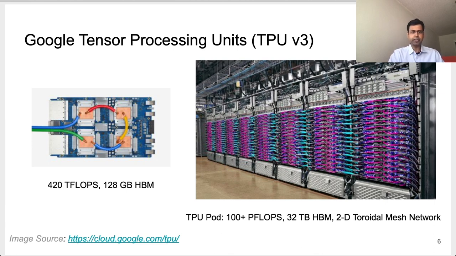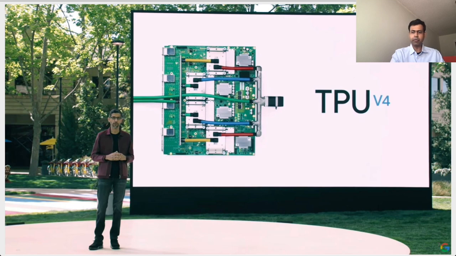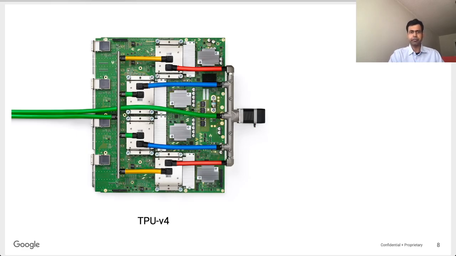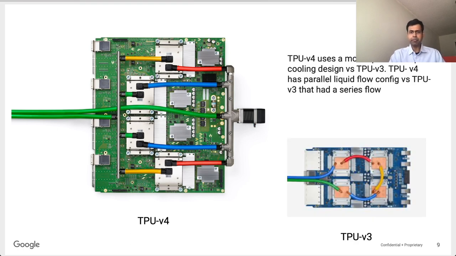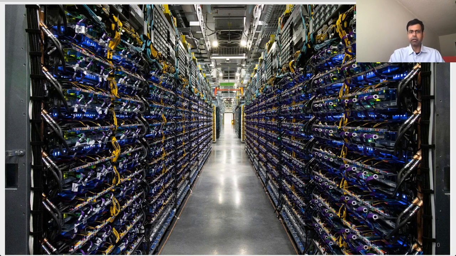The Google architecture for TPUs has 400 teraflops per chip in the V3 generation, and it's interconnected in a 2D toroidal mesh network at 100 petaflops. Recently, our CEO announced the Google TPU V4. This is a picture of the TPU V4 card, and note the cooling units are in parallel, which is more optimized over the previous generation where the cooling unit was liquid cooled in series. This is a picture of the Google TPU pod with 4,000 chips.